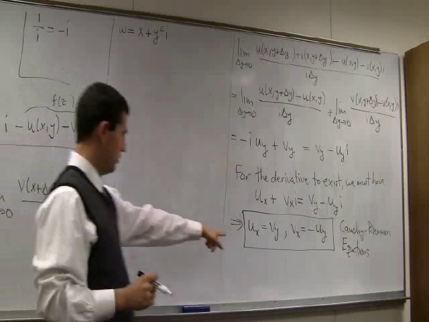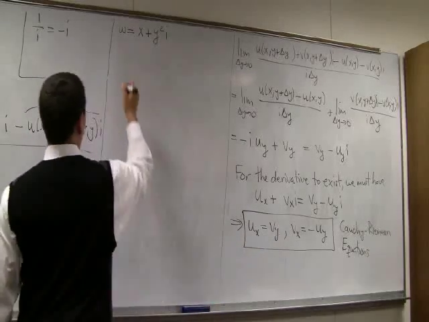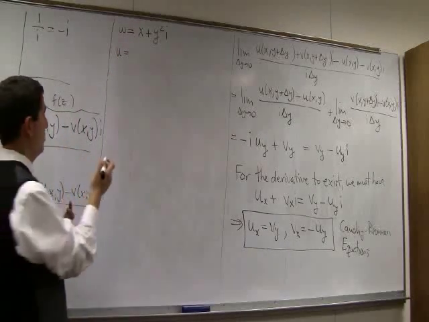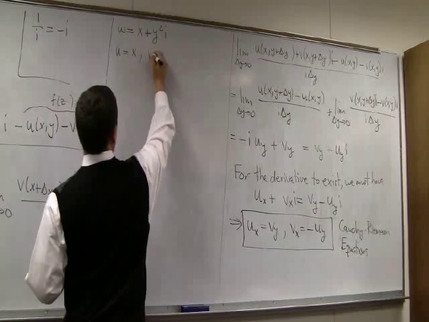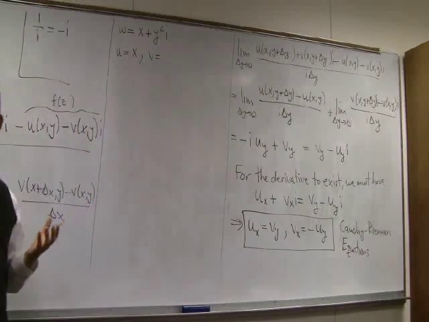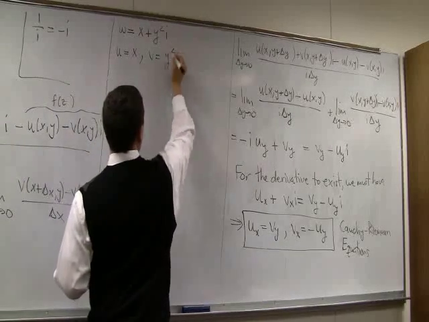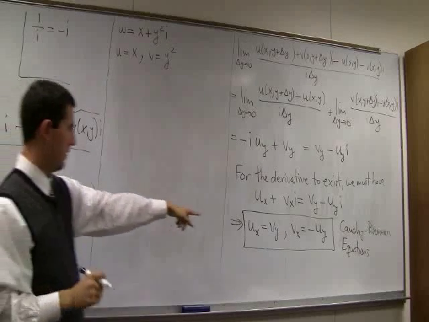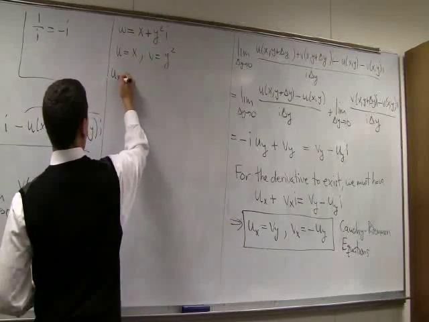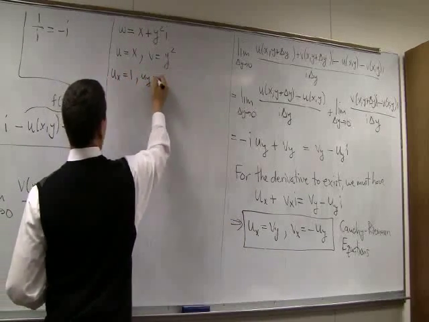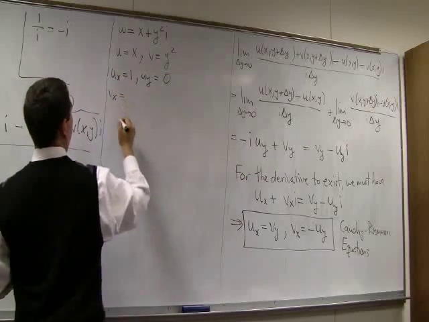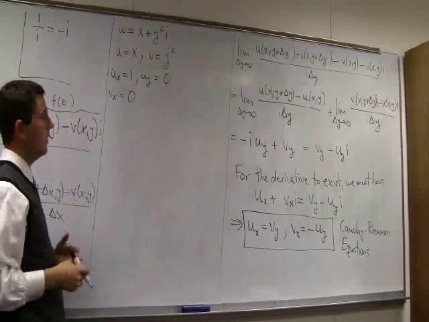Well, we're going to check the Cauchy Riemann equations. First, what's u? u is just the real part of the function, so it's just x. And what's v? It's the imaginary part of the function, so it's y squared. If this is going to be differentiable anywhere, we need the Cauchy Riemann equations to hold. So we check these partial derivatives. So ux equals 1, uy equals 0, vx equals 0, right? Because there's no x's. And vy equals 2y.